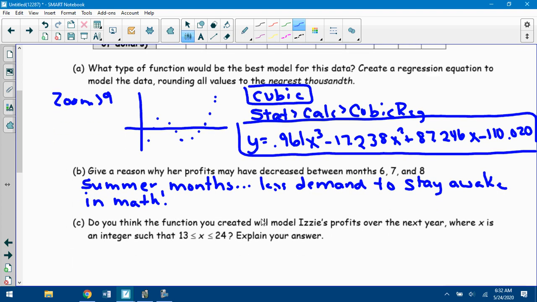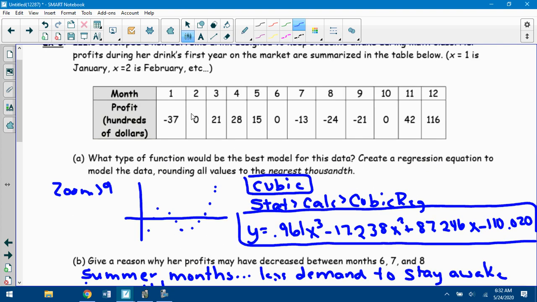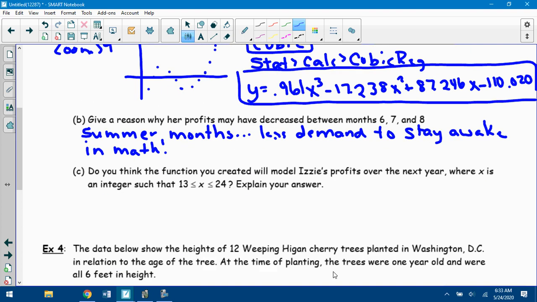Okay, do you think the function you created will model Izzy's profits over the next year, where x is an integer between 13 and 24? So if I kept going into the cubic graph, what's going to happen to this? Is it going to cycle again like this did? No, it's going to just keep growing without bound, which for Izzy would be great, but most likely it's going to follow this kind of ebb and flow again, where it's going to go down in the summer and then go up in the fall. So I would say no.